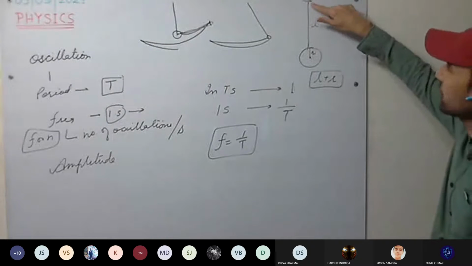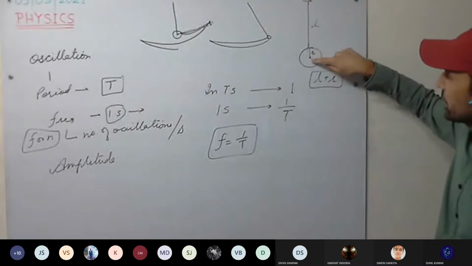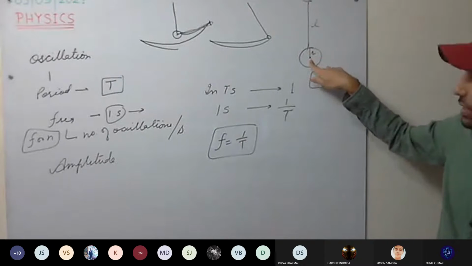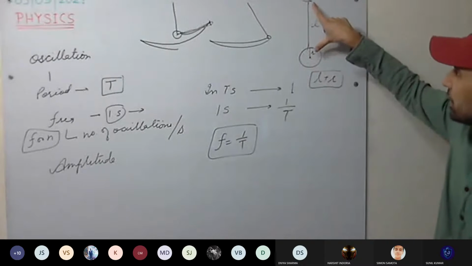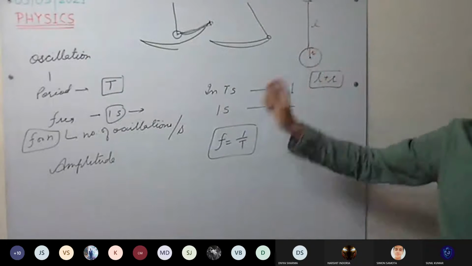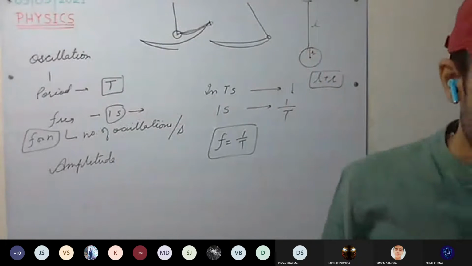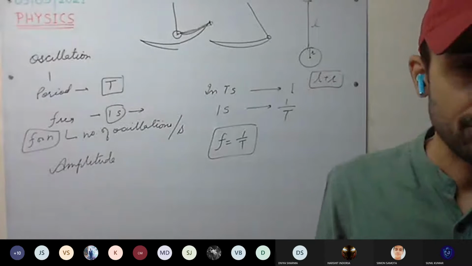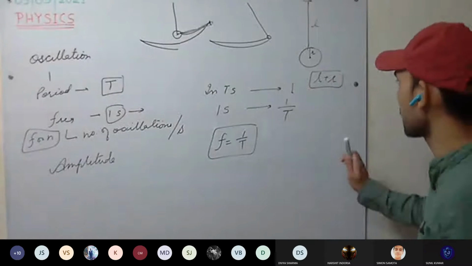And this is a way to define it: from the point of suspension to the center of gravity of the bob. Distance between point of suspension and center of gravity of the bob, that is our effective length of pendulum. These all we have discussed last time.